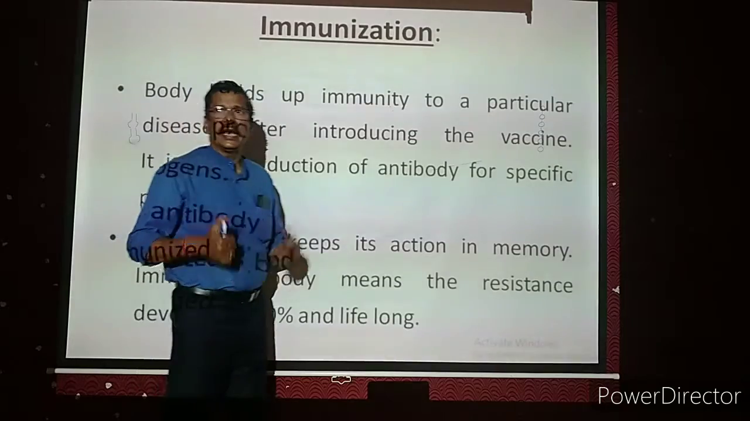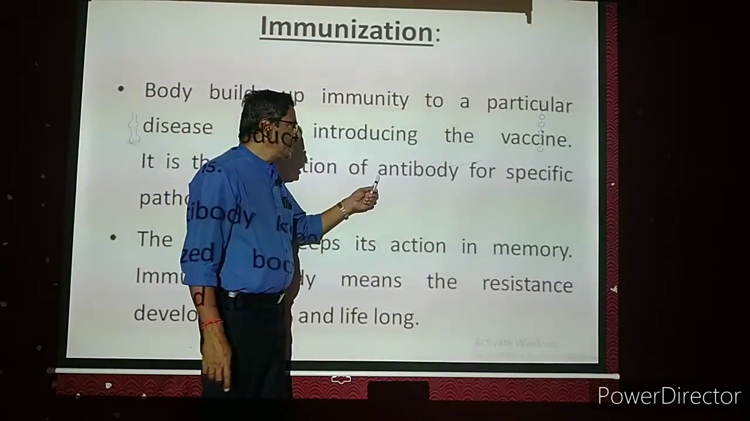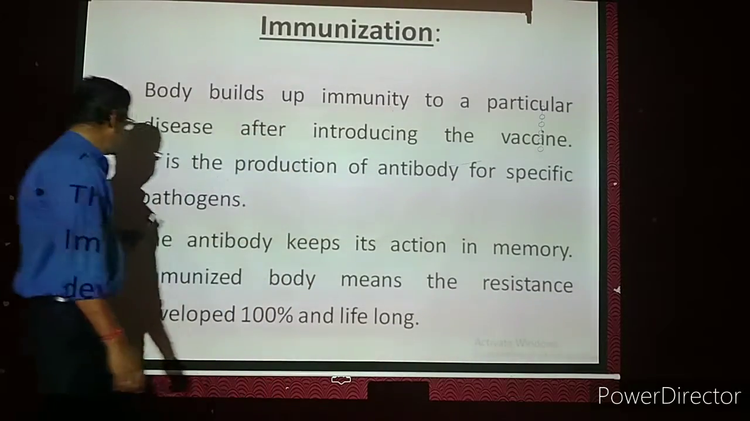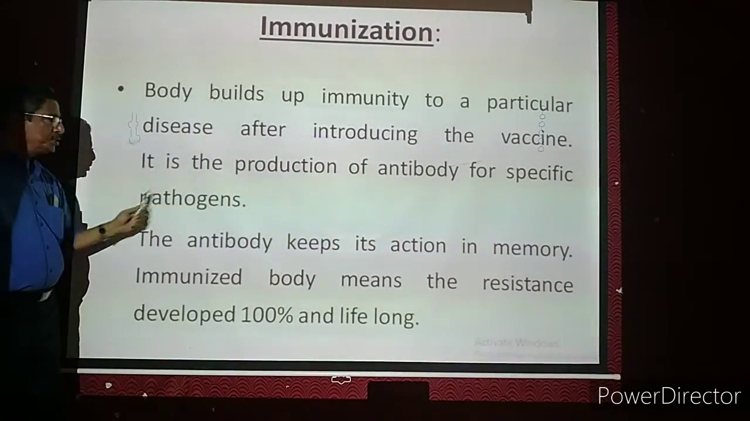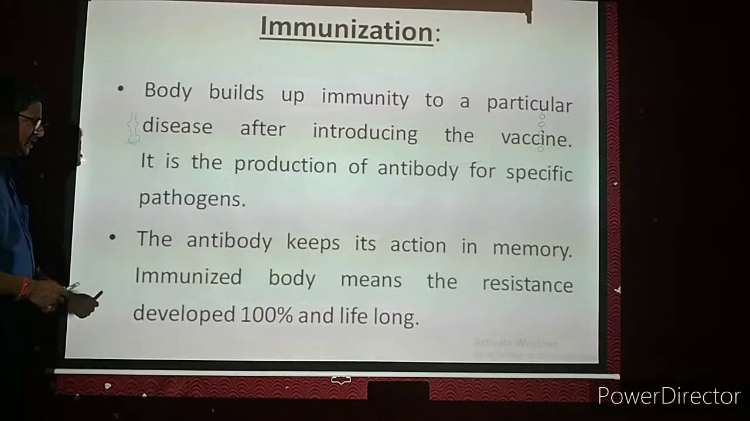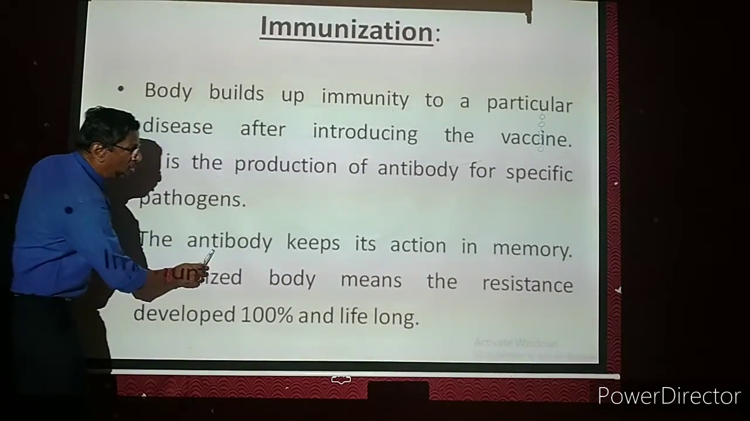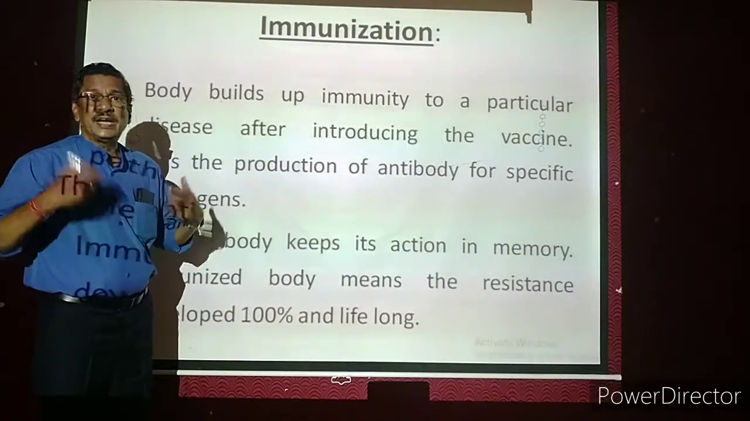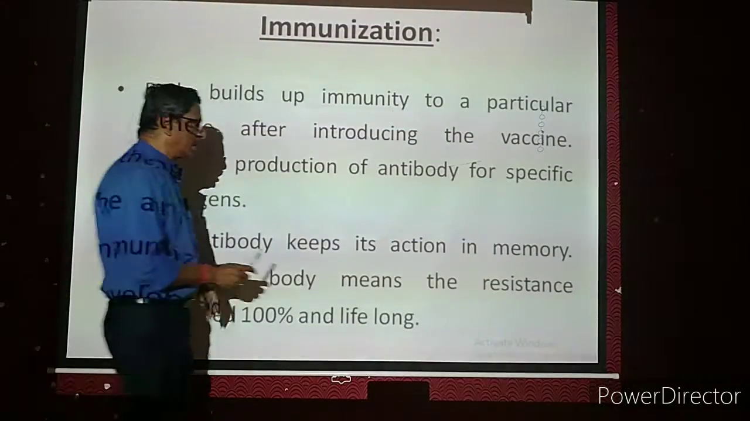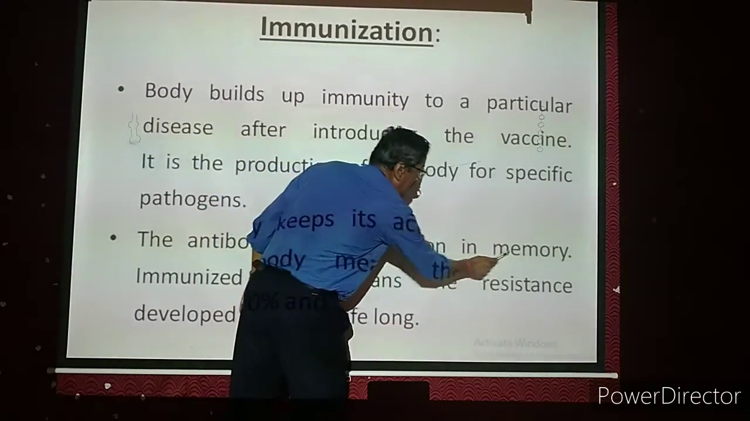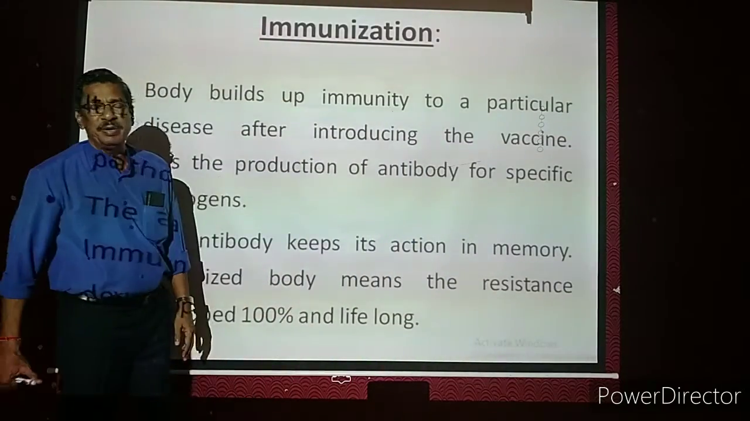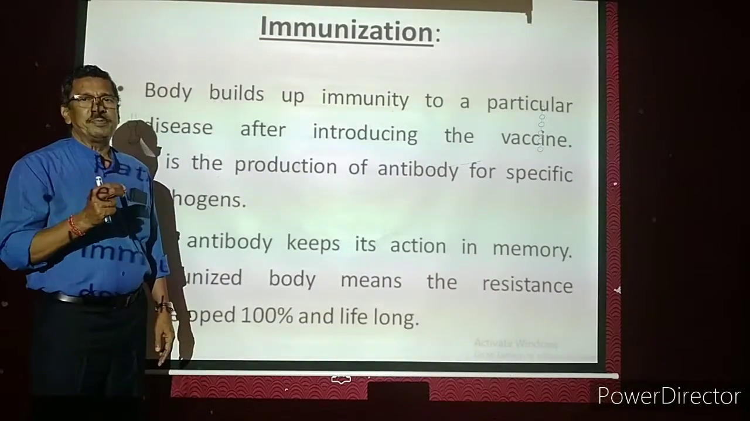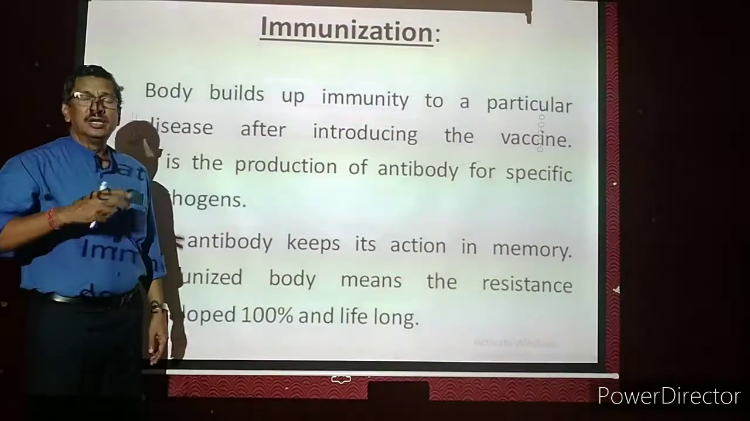How is our body getting resistance? After injecting the vaccine, our body is producing antibody for a specific pathogen. Pathogen means microorganism causing disease. The antibody keeps its action. That means antibody will not keep quiet. It is ready to fight with the microorganism. Its action is in memory. Already we have studied what is memory. Once antibody is produced, it knows very well which type of microorganism it has to kill throughout our life.